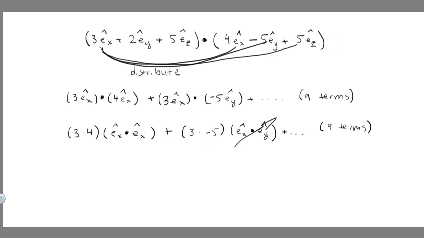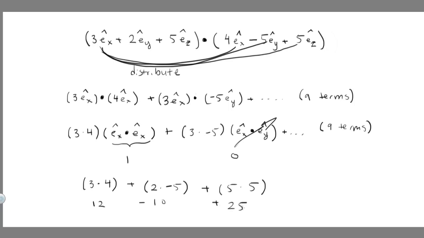ex hat dot ey hat, that's just 0, so this one is just 0. But ex hat dot ex hat, that's 1, so this term will reduce down to 3 times 4, and we'll end up essentially pulling out all the terms where the unit vectors are the same. So for the y direction, ey hat dot ey hat, you'll have 2 times minus 5, and then for the z, we'll have 5 times 5, and then the rest is just easy math. The answer then is 27.